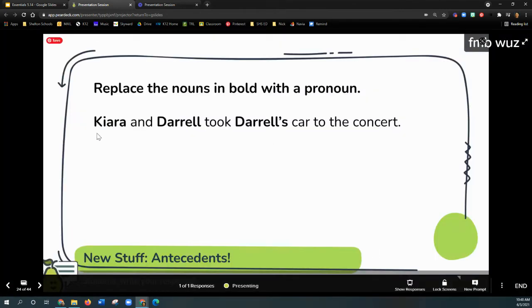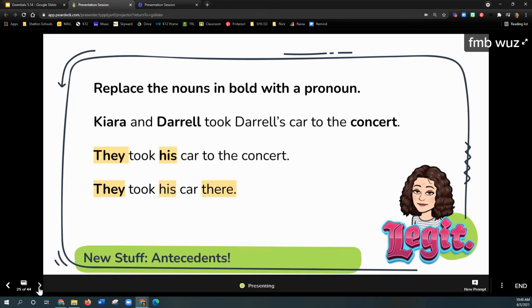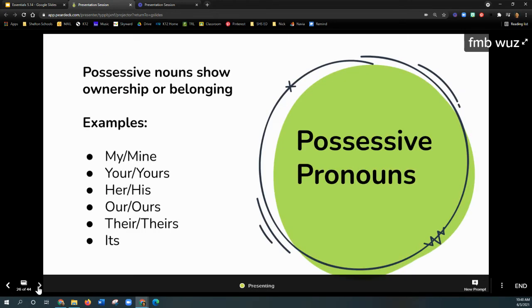Yeah. So you could rewrite it. Yes, Kiara and Daryl took his car to the concert. You could even say they took his car to the concert. If you want to take it and simplify it as much as possible, you could say they took his car there. But that's only if you've already established that is what you're talking about. That's where the antecedent parts come in.